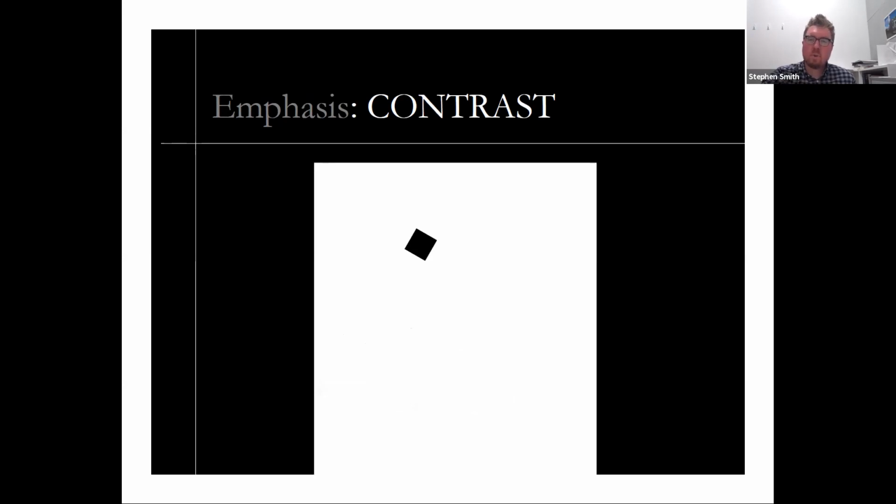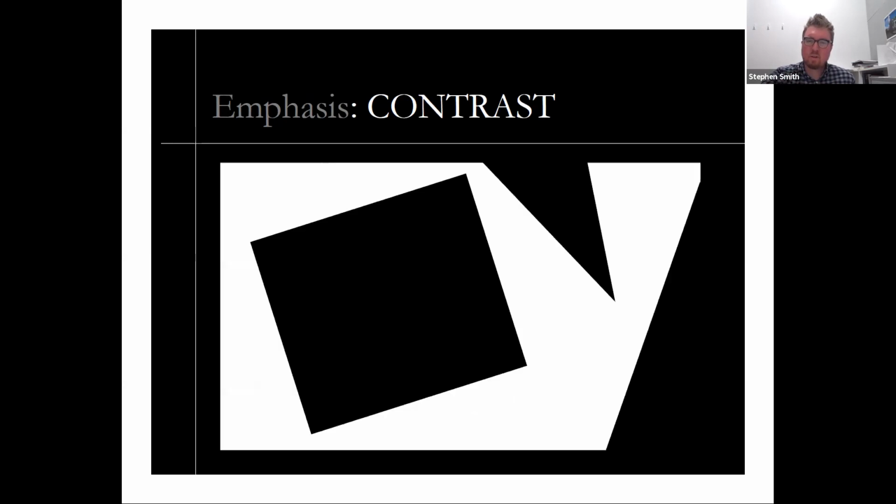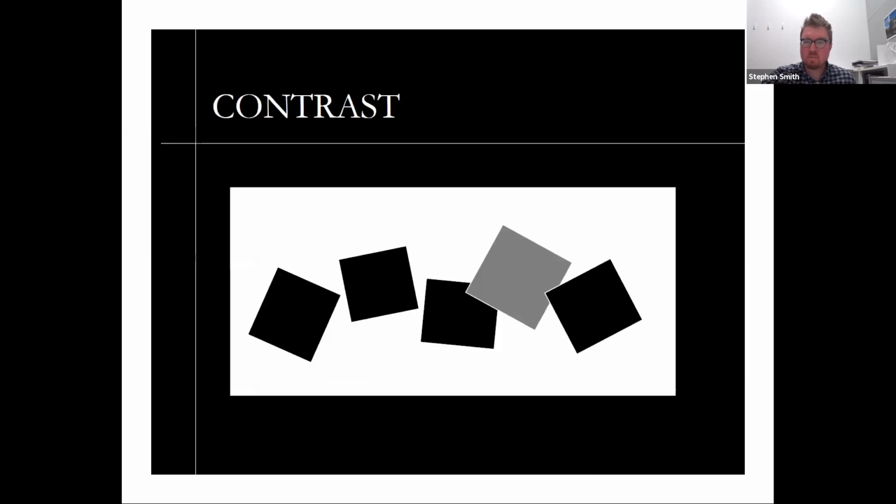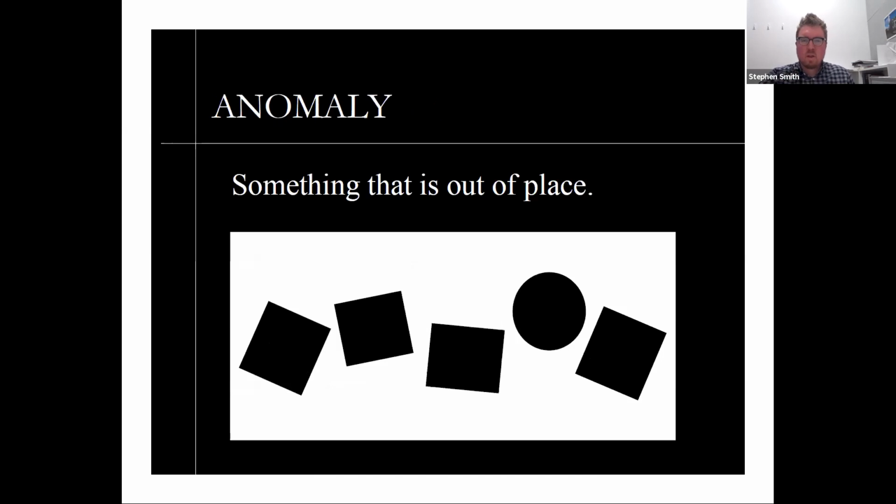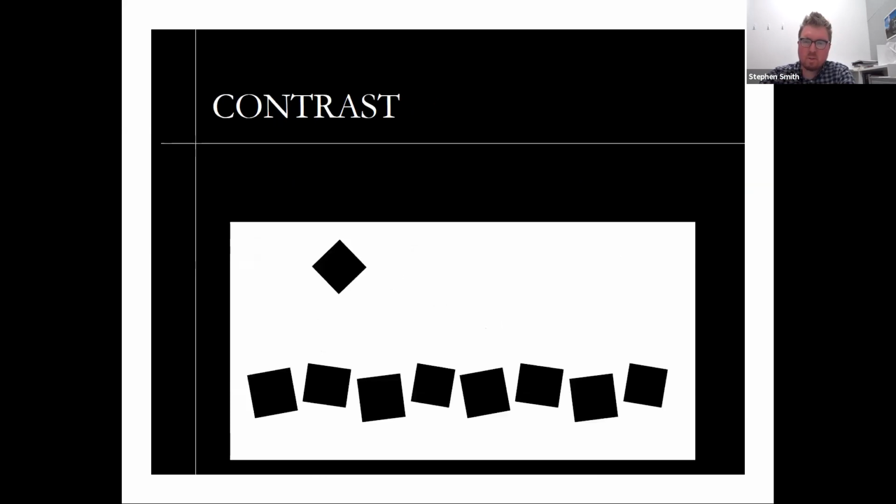And then on the flip side, we can create an emphasis by creating one thing or by creating contrasting shapes or forms. Here's another example of contrasting shapes and forms. And we can also think about something that's different, an anomaly, something that's out of place. This is showing us contrast.